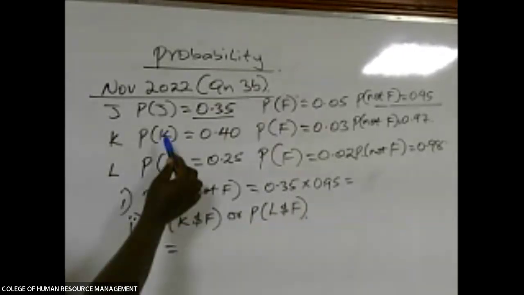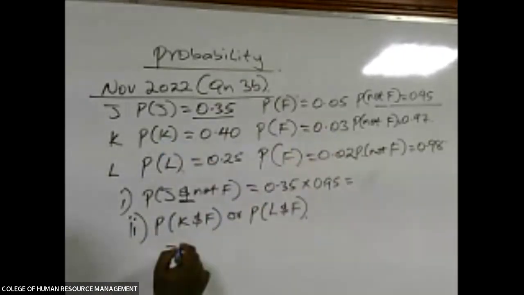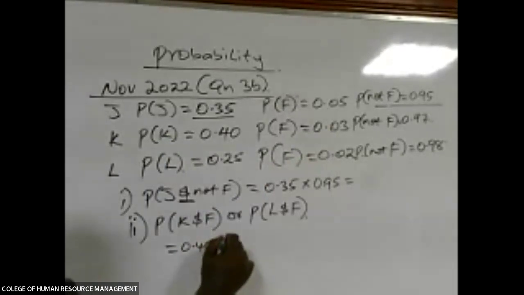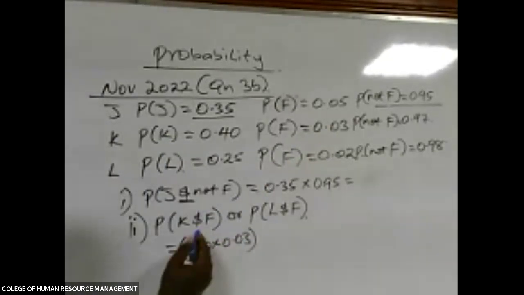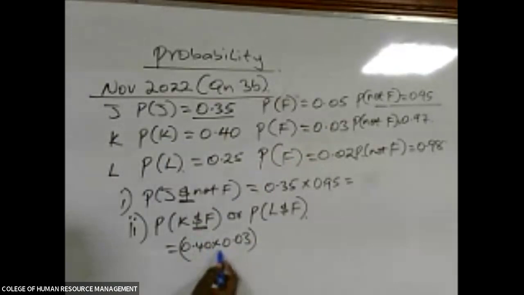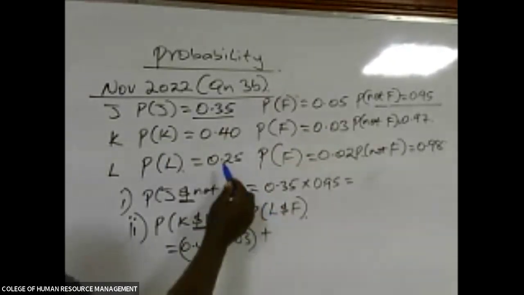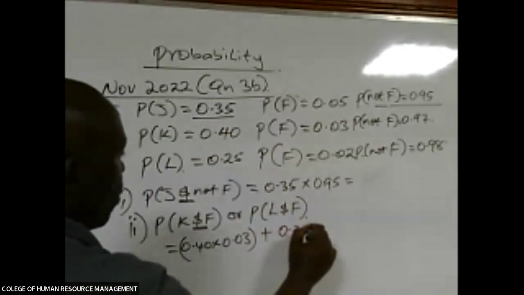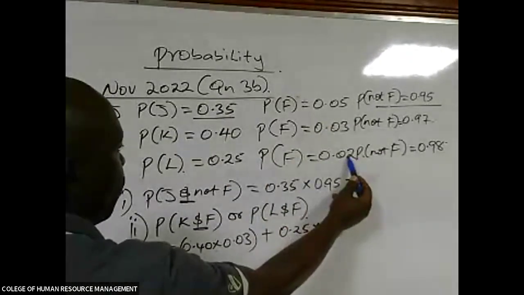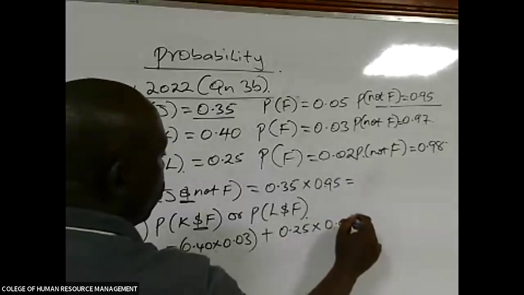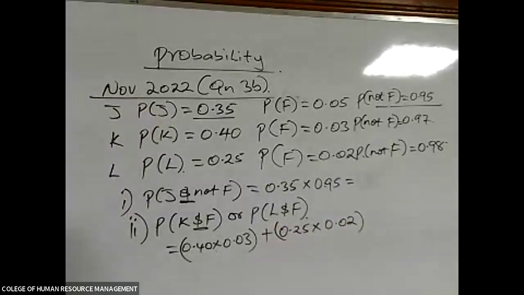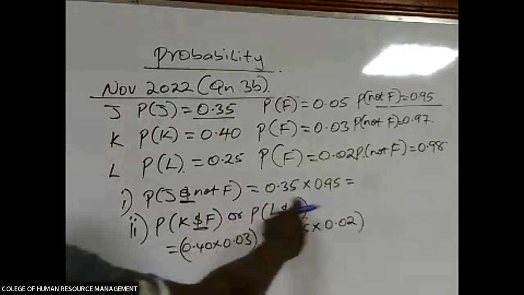You will come here, K and it is faulty, 0.40 times 0.03. Because of this and, we multiply. Or means we add. Probability that it is from L, which is 0.25, times it is faulty from L. Work that out and you get the answer.